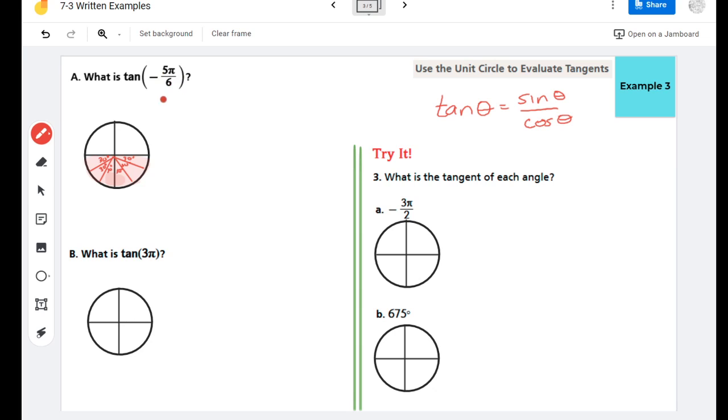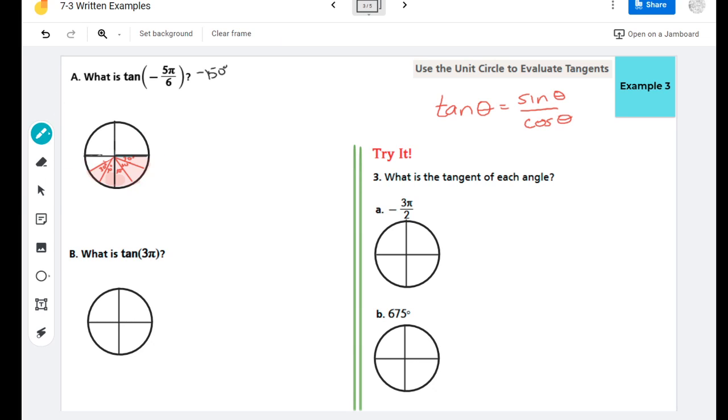Now I only want 5 out of those 6 slices, so we can go ahead and chow down on one of these slices. Oh, and it's going to get rid of my nice little lines there. Alright, so there we are. There's our 5 pi over 6. So this is also negative 150 degrees, right? That's going to help us out eventually.